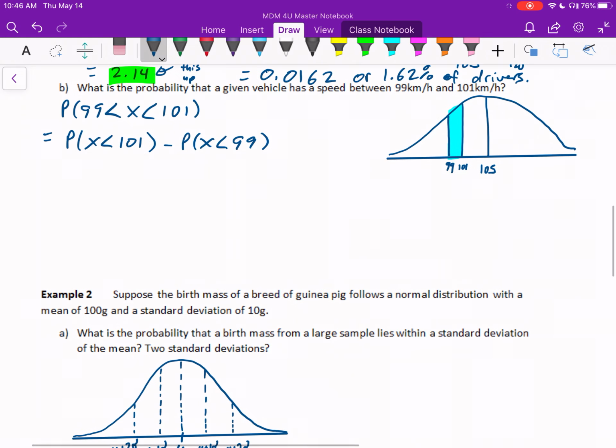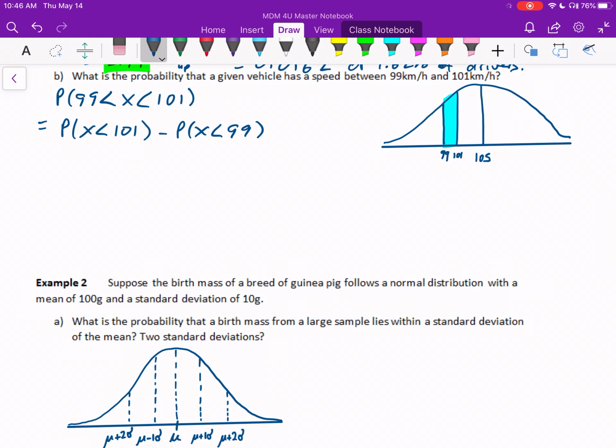So maybe as an aside over here, I'll calculate the z-scores. So the z-score when speed is 101, that's my x value, so 101 minus 105, the mean. The standard deviation is still 7. That gives me negative 4 over 7, or negative 0.57 to 2 decimal places, which is again what I need. This is what I need to look at.